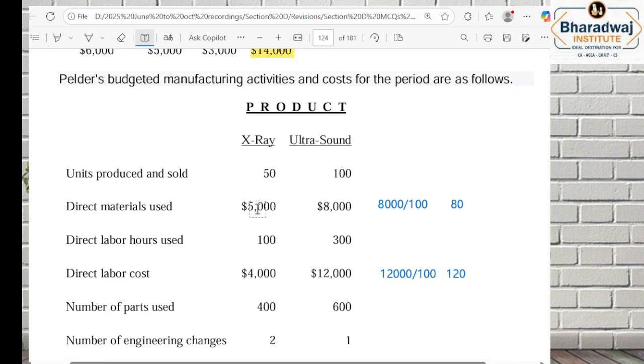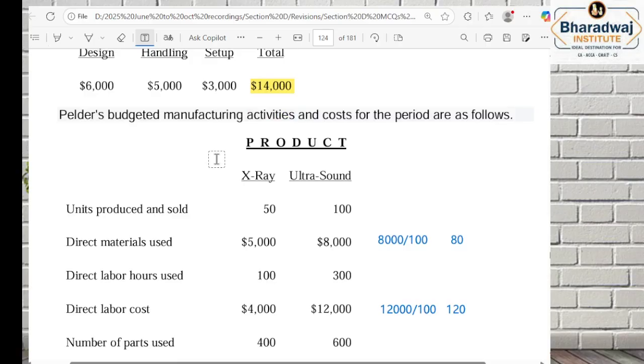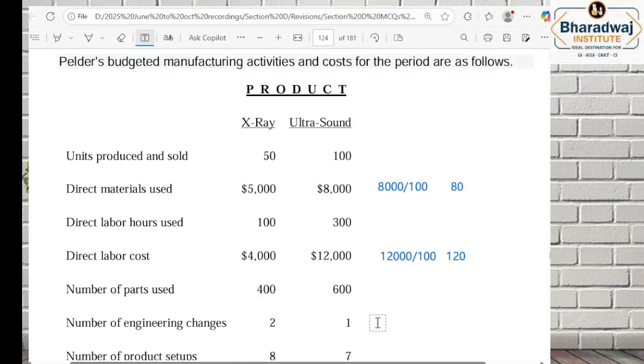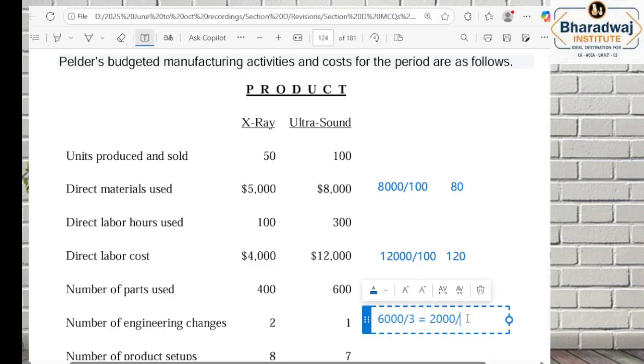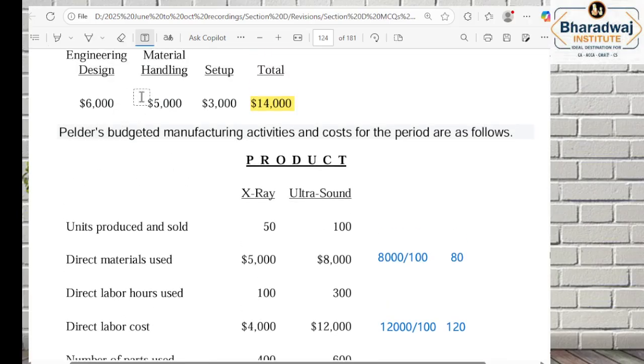Then what is the next cost? Designing cost is 6,000. Total designs are 3, so 6,000 divided by 3 first. That gives 2,000 for the product. Then divided by number of parts, it will be 20 for ultrasound.